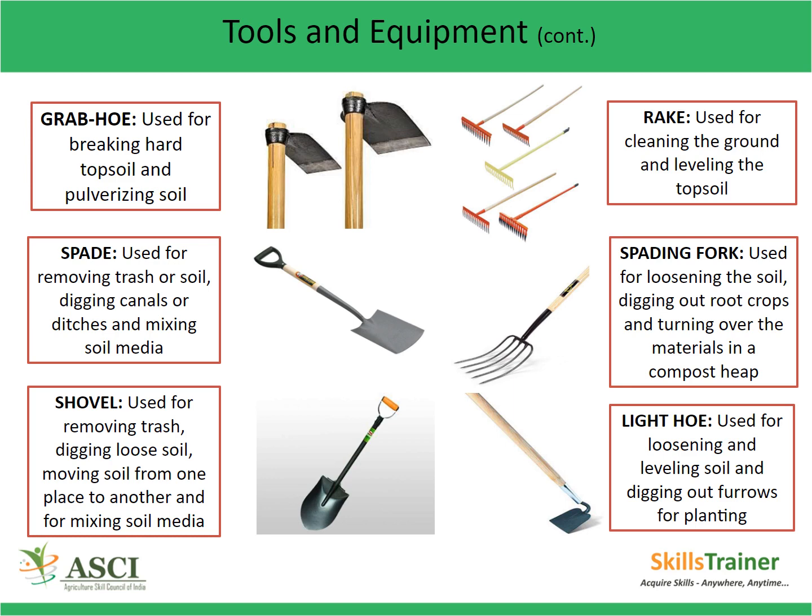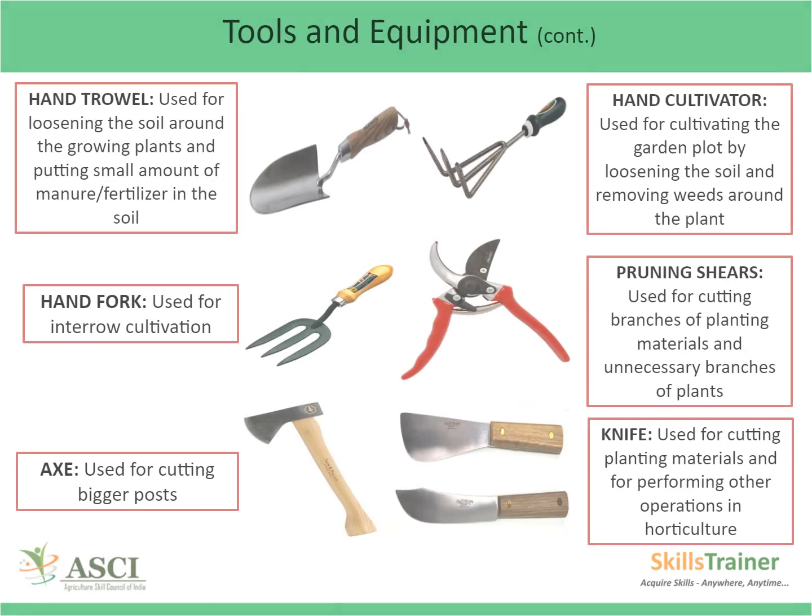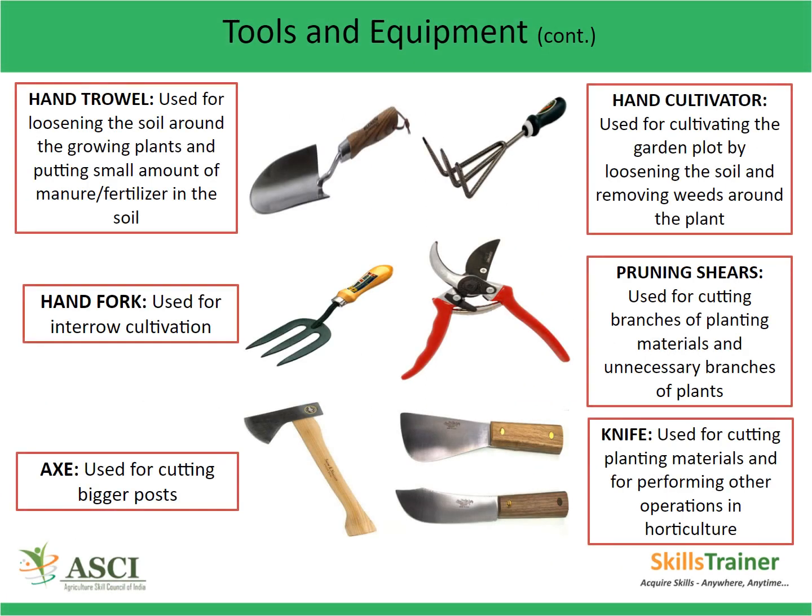Spading fork, used for loosening the soil, digging out root crops, and turning over the materials in a compost heap. Light hoe, used for loosening and leveling soil and digging out furrows for planting. Hand trowel, used for loosening the soil around the growing plants and putting some small amount of manure or fertilizer in the soil. Hand fork, used for inter-row cultivation.